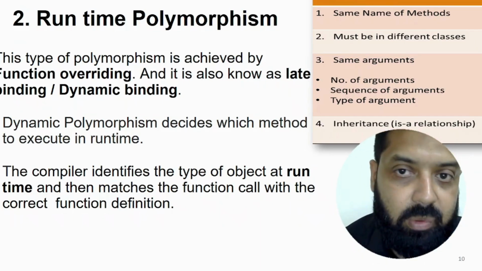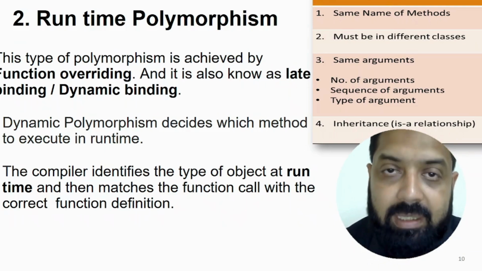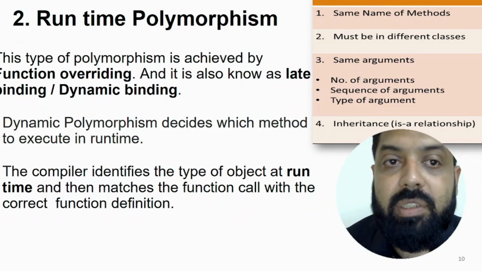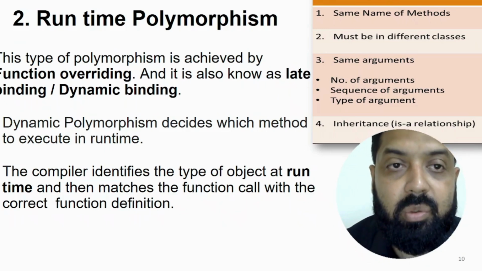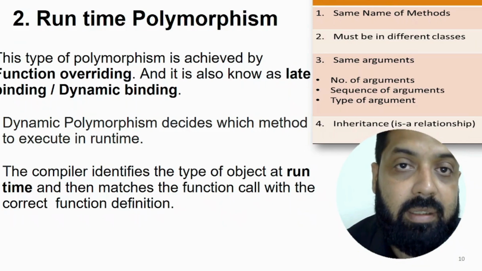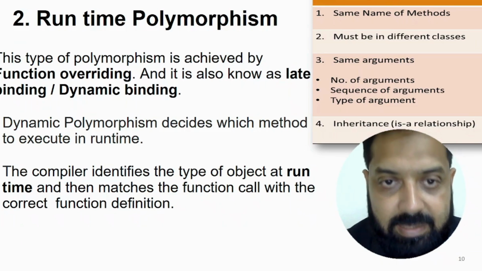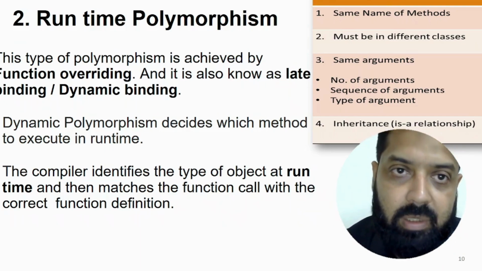As I already told you, runtime polymorphism is known as late binding because it is decided late, during the runtime. And secondly, it is also known as function overriding, because the compiler will hide one method and execute the other method with the same name. So it is known as overriding as well. Runtime polymorphism is achieved through method overriding.